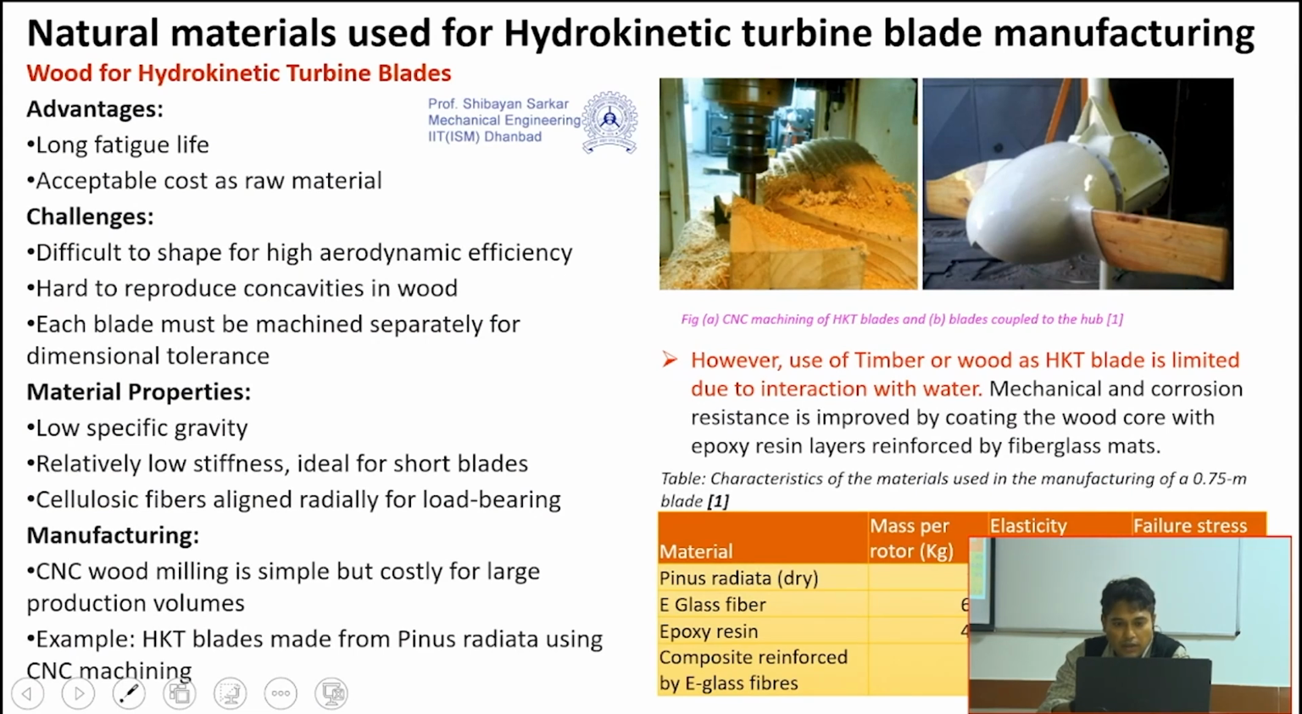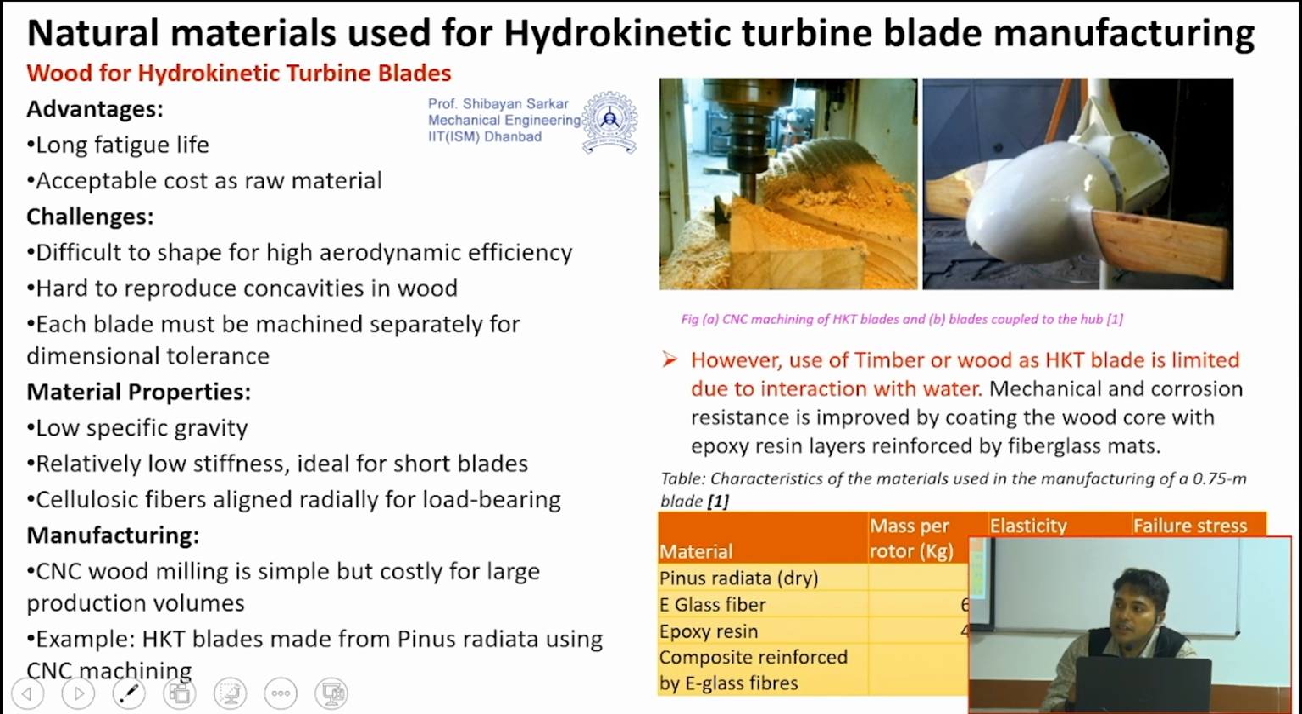So in this particular figure you can see, I have shown you earlier also. There are a few natural materials, just like wood. So we can select those particular materials to prepare those turbine blades. But again, we have to provide some coatings. The main challenges will be while we are using this type of material, that means wood.